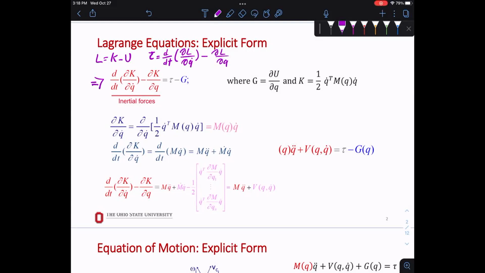The reason is that if you put L here, so d/dt of (K minus U) with respect to q dot, minus (K minus U) with respect to q, you know that U, your potential energy, is never a function of q dot, right? It's always a function of your q. So that q dot never appears. When it's not a function of that, the partial derivative becomes 0. So we're just not even going to include that. That's why you can write it in this form.